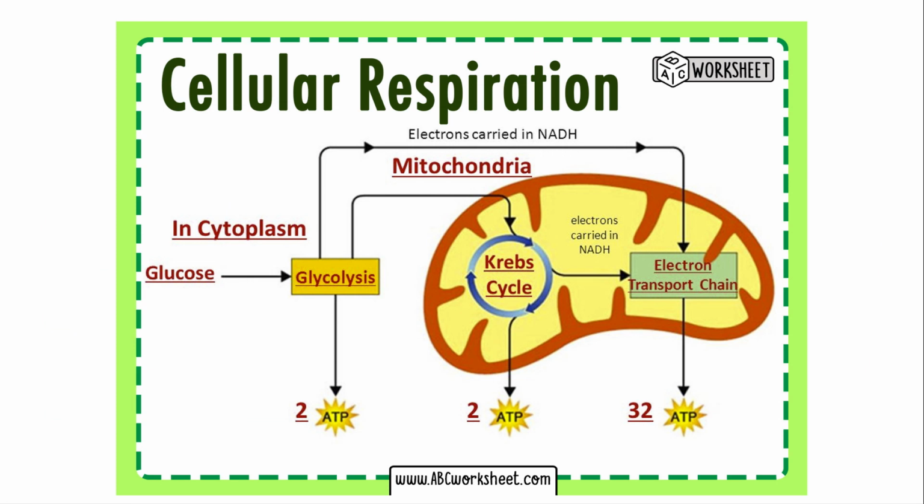So let's look at cellular respiration. Cellular respiration involves three steps. The first one happens in the cytoplasm and it's called glycolysis, and the next two steps happen in the mitochondria. They are called the Krebs cycle and the electron transport chain. There is also an intermediate step between glycolysis and Krebs cycle called pyruvate oxidation that also happens within the mitochondria.